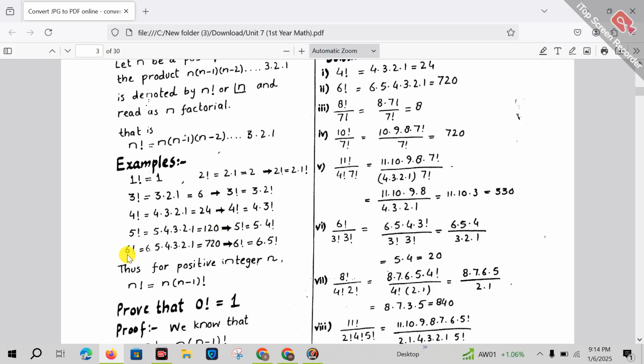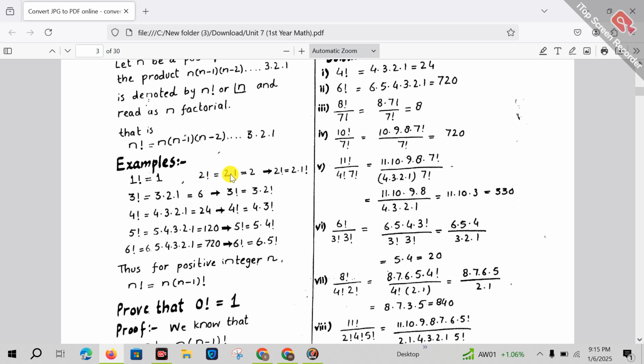Next is 6 factorial. 6 factorial is equal to 6 multiplied by 5 multiplied by 4 multiplied by 3 multiplied by 2 and then multiplied by 1. So 6 factorial is equal to 720. Now look at this. We have 2 factorial is equal to 2 into 1 factorial, because the value of 1 factorial is also 1. So we can write here 1 factorial in place of 1.